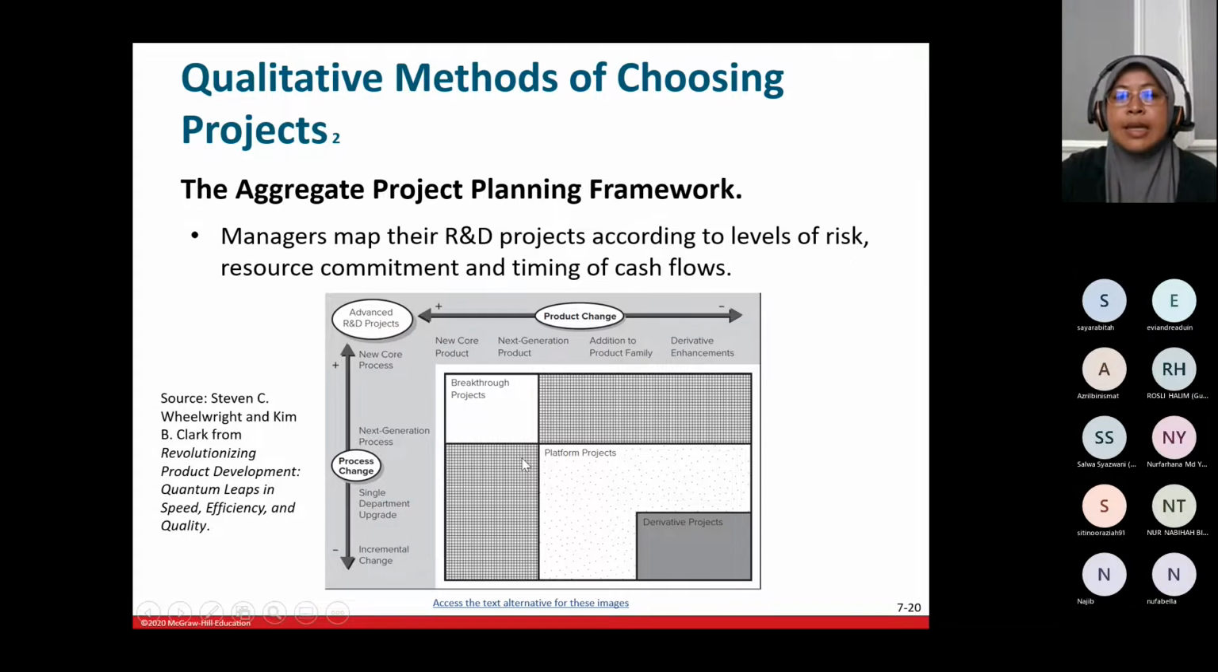Coming to the second part is the platform project, where the change of the product moves to the addition of the product family, and also the single department upgrade, and also the incremental change. There is no more of the breakthrough project at this particular time. Okay, and moving to the final piece is the derivative project. It is based on the derivative enhancement and incremental change. So this is the area in which it will affect how the product change goes with the process change.